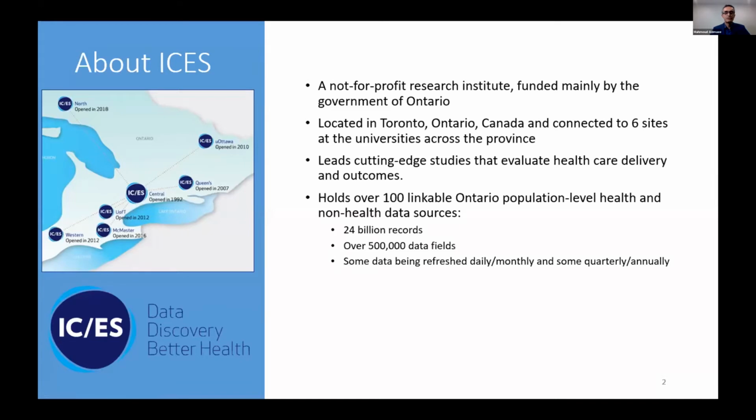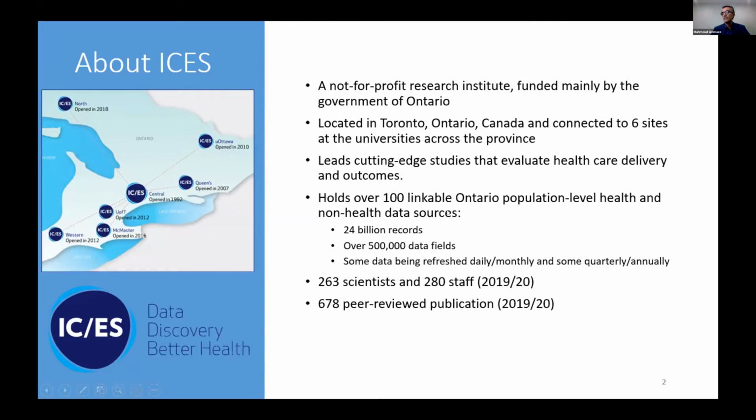That's contained 24 billion records of basically individual level data, over 500,000 data fields, and some of these data are being updated on a daily or monthly or quarterly up to annual basis. Currently, we have 263 scientists and 280 staff, and last year we had 678 peer-reviewed publications.